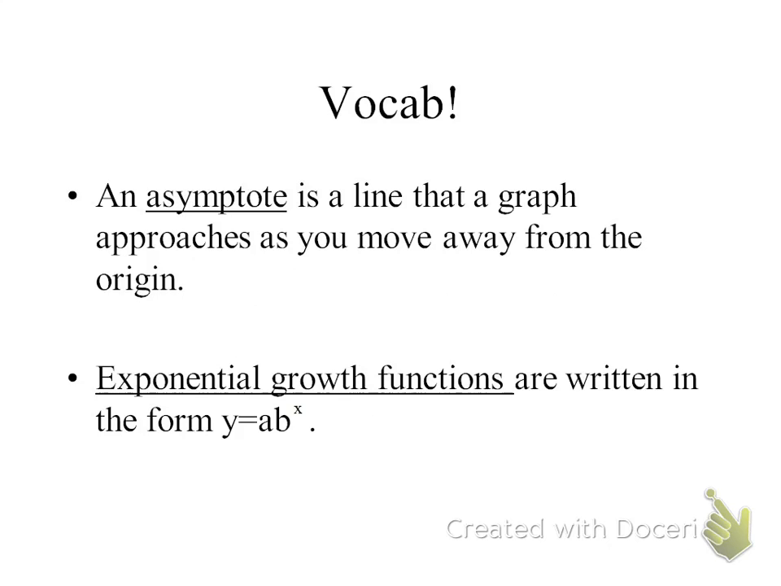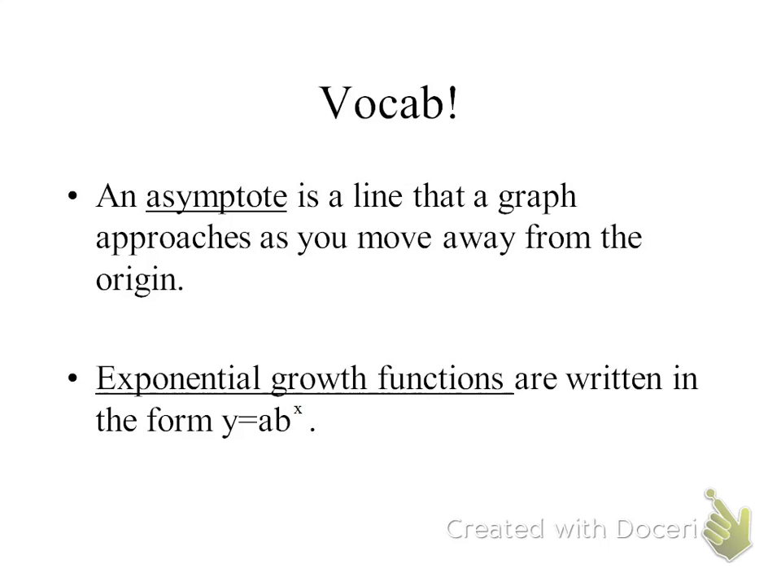Weeks. Here's some vocab you're going to need to know for today. The first one, and you will hear this a lot from here on out, is an asymptote. An asymptote is a line that a graph approaches as it moves away from the origin. Usually graphs don't touch asymptotes. We'll look at a couple where they cross over the asymptotes. But it's usually just a line that your graph approaches. Usually as it goes to positive infinity or negative infinity, it will approach an asymptote.